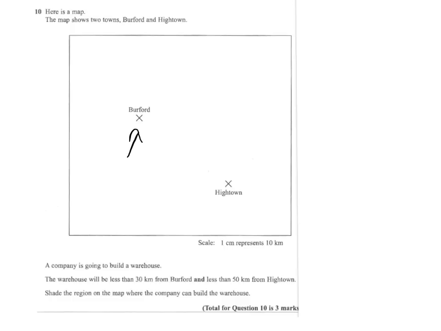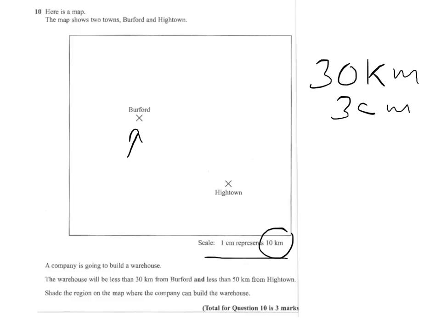So we've got to shade the region on the map where the company can build the warehouse. So the important thing to look at here is the scale, and to be able to convert kilometre distances into centimetres. So it's fairly easy really. 30 kilometres divided by 10 kilometres will give me 3 centimetres. So I need to create the boundary region then that's 3 centimetres representing 30 kilometres from Burford.